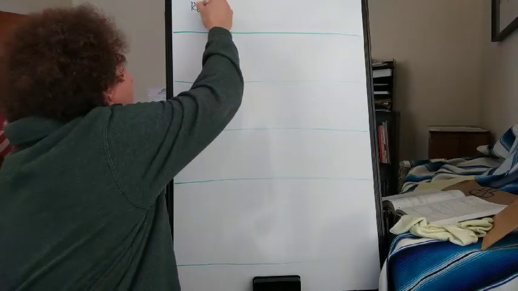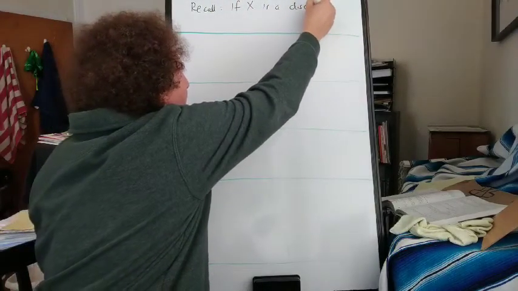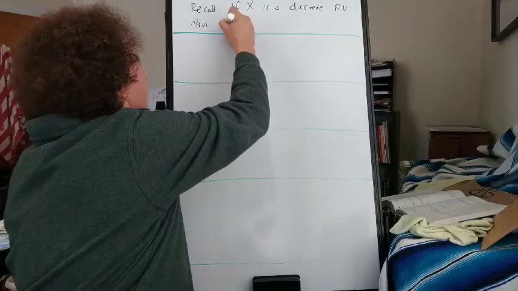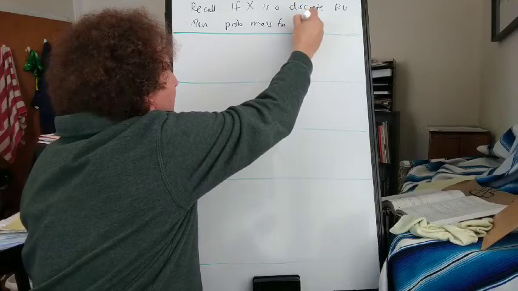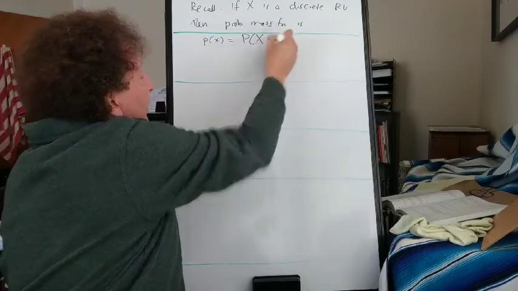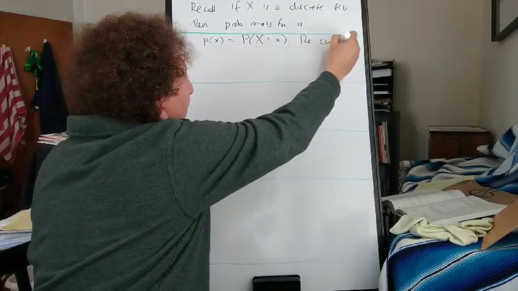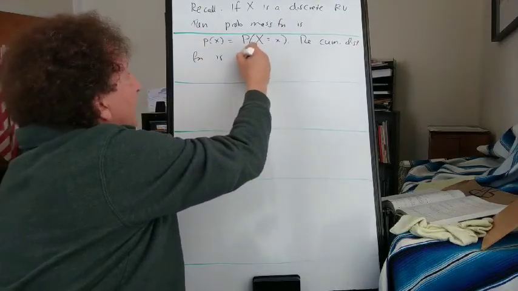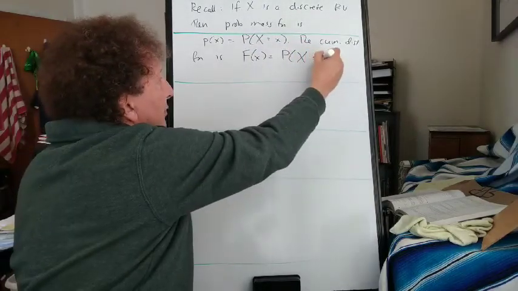So recall, if X is a discrete random variable, then the probability mass function is p of little x equals the probability that the random variable capital X equals the value little x. And the cumulative distribution function is capital F of little x, which is the probability that the random variable capital X is less than or equal to the value little x.